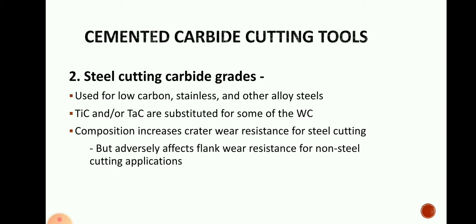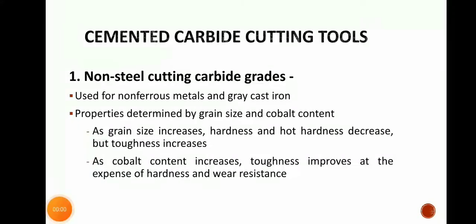Steel cutting carbide grades are used for carbon, stainless steel and other steel alloys. And non-steel cutting carbide grades are used for non-ferrous metals and grey cast irons. The property is determined by the grain size and cobalt content. So whatever grain size and cobalt content are there, properties can be determined, and as the grain size increases, hardness and hot hardness decrease, but the toughness increases.